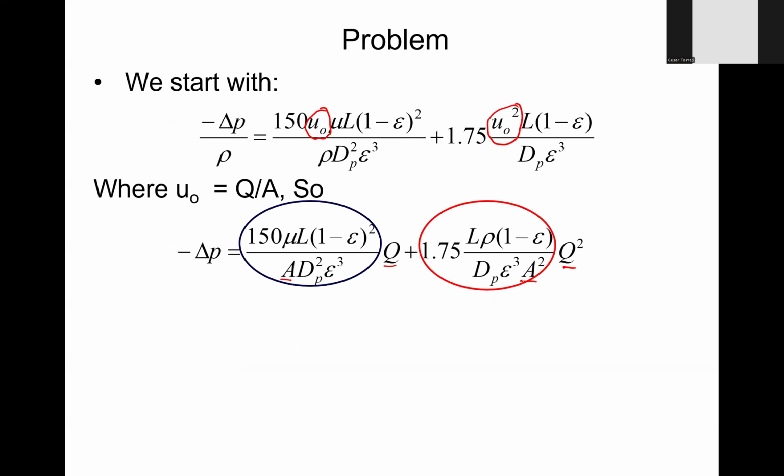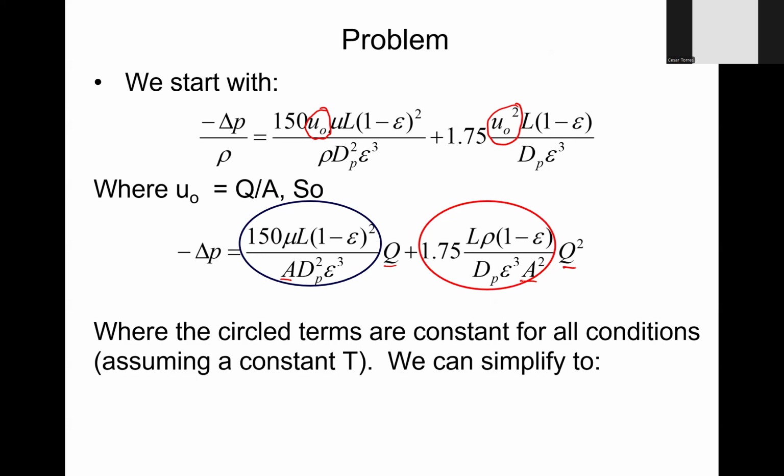You see, if you do not change the particles or the packed bed itself or the fluid, these two terms are a constant. The viscosity of the water, the length of the packed bed, the void fraction, or the diameter of the particle are all constants. So basically you are left with an equation, and obviously assuming a constant temperature. The temperature is not changing, so that viscosity or density are not changing. Then you have an equation where minus delta P equals AQ plus BQ squared, where A is this constant and B is this constant.